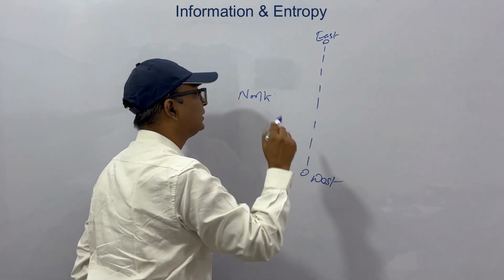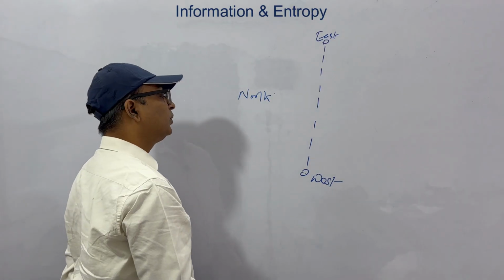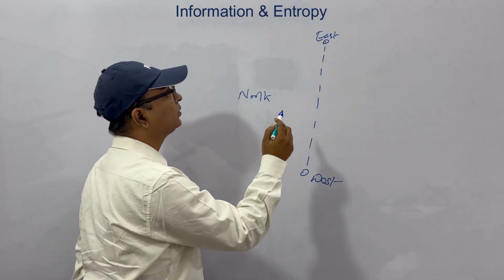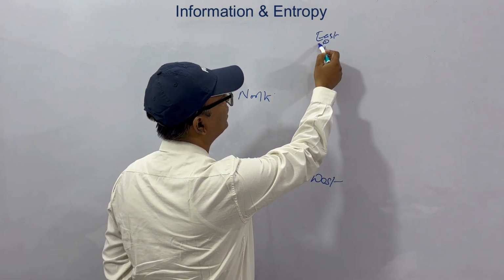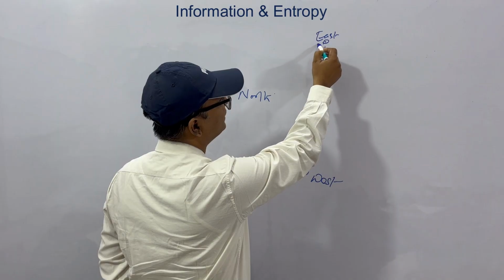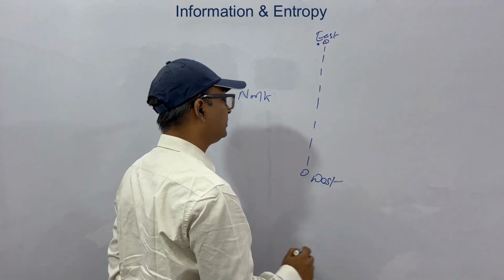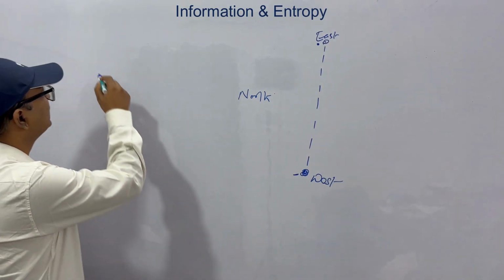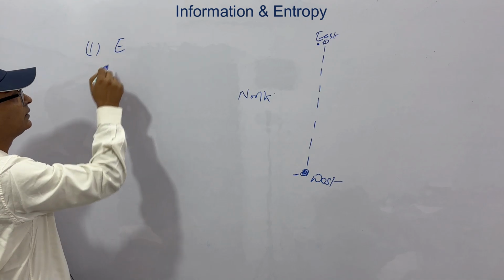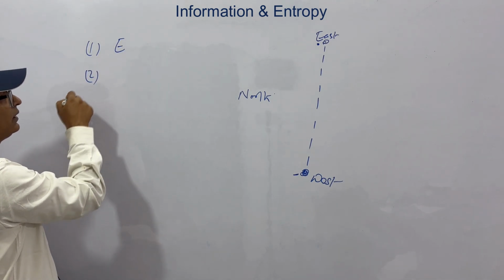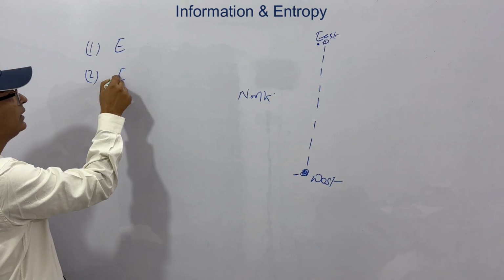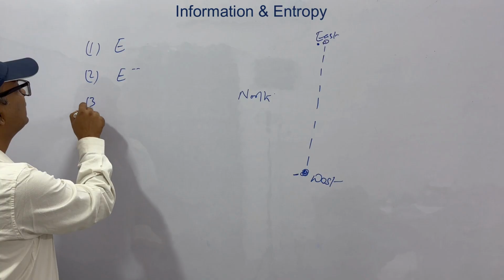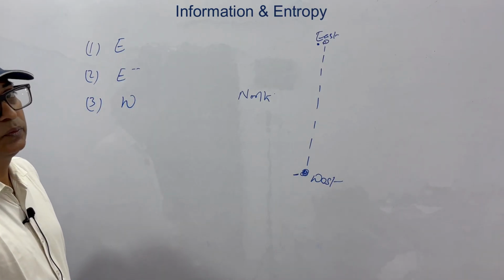Now I have three statements. First is, tomorrow the sun will rise in the east. Second is, tomorrow the sun will rise a little north of east. And the third statement is, tomorrow the sun will rise in the west. First statement is, the sun will rise in the eastern direction. The second statement is, the sun will rise a little, let's say, north of the actual eastern direction. And third is, the sun will rise in the west direction.